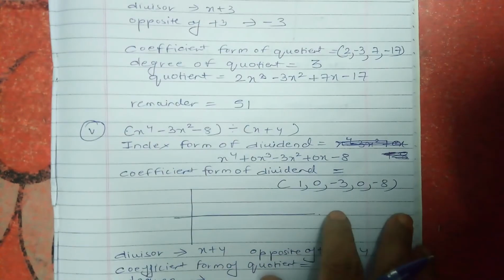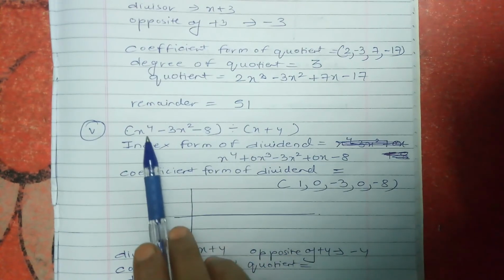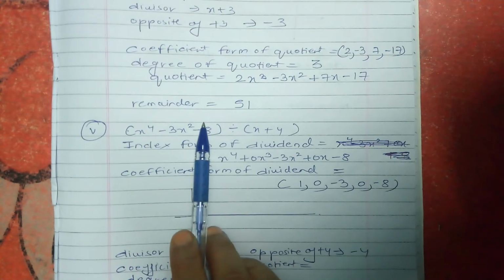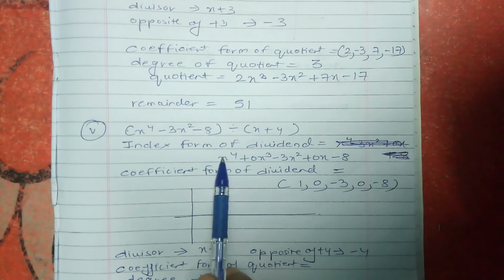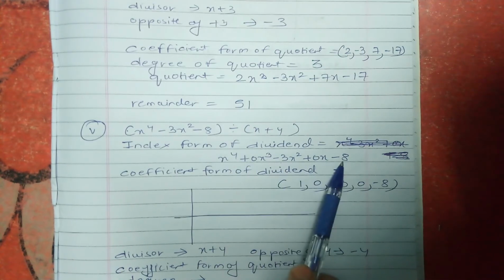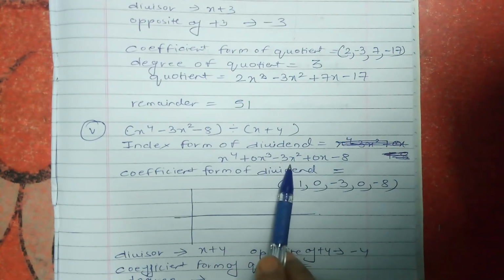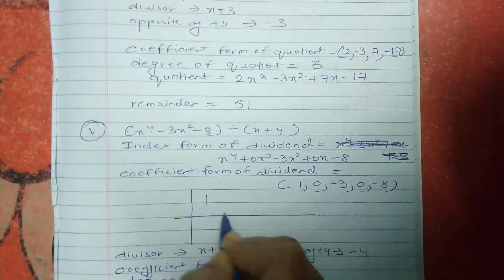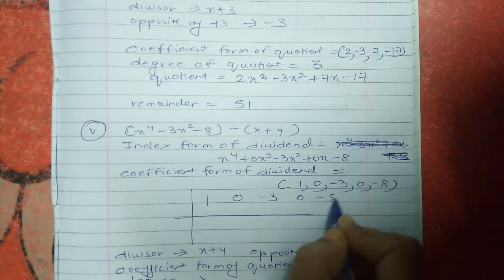Now come to question number 5. What is it? The dividend is x⁴ minus 3x² minus 8. 4 is there, 3 power is missing, 1 power is missing. So let us write that in the index form first. x⁴ plus 0x³ minus 3x² plus 0x minus 8. So what will be the coefficient form? 1, 0, minus 3, 0 and minus 8. Okay, so write down 1, 0, minus 3, 0, minus 8.